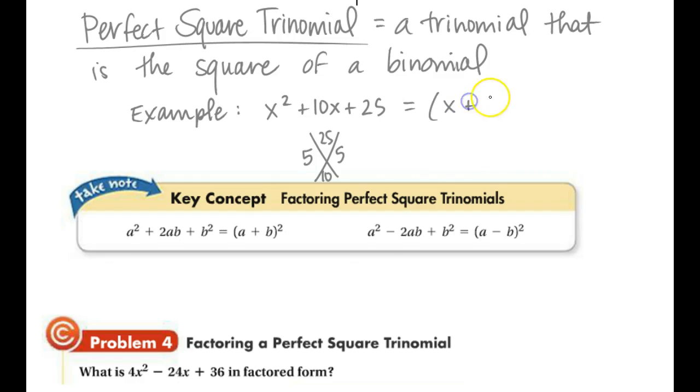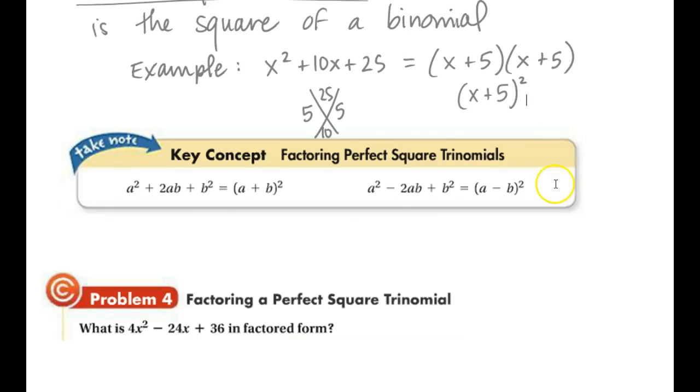So in factored form, that would be x plus 5 times itself, and hopefully remember that you can condense that into just x plus 5 squared, because that little 2 up in the exponent just means you're multiplying that expression by itself. So this is what's called a perfect square trinomial. It works whenever the first term and the last term are both perfect squares. And this key concept box right here will help you determine when we can use the perfect square trinomial shortcut. So now let's take a look at one example below.